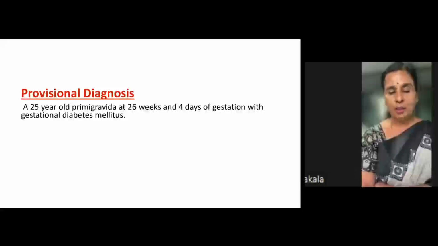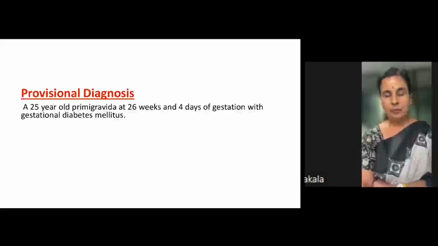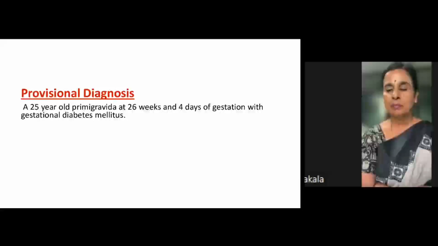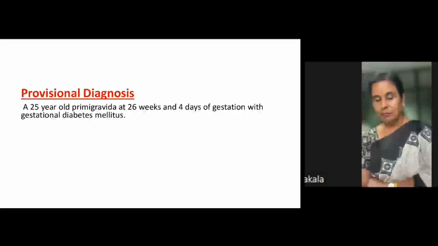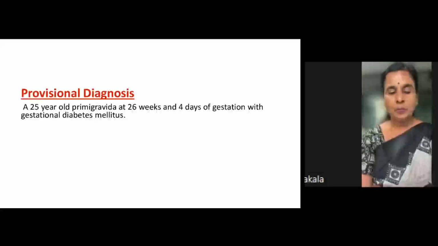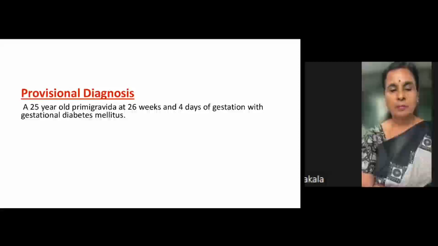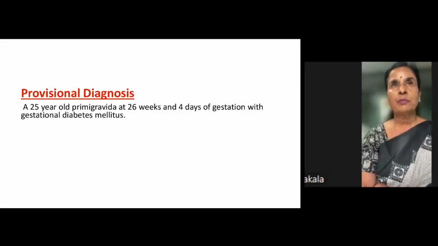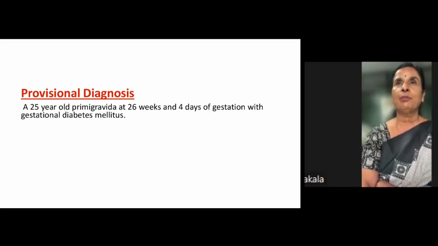Can you mention some of the congenital anomalies? In the CVS, there are ventricular septal defects, transposition of great arteries, atrial septal defects, then patent ductus arteriosus. In the CNS, there can be microcephaly, anencephaly, and neural tube defects such as meningocele. Then caudal agenesis, sacral agenesis, and renal agenesis. Very specific to GDM is caudal regression syndrome. All the other congenital anomalies which you have mentioned are more common in patients with overt diabetes.